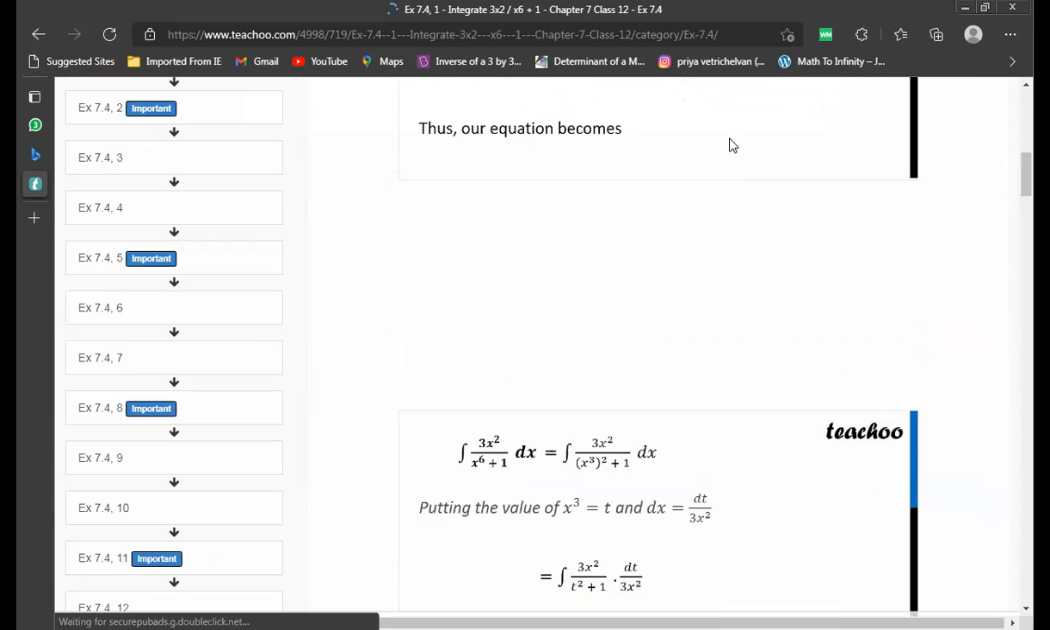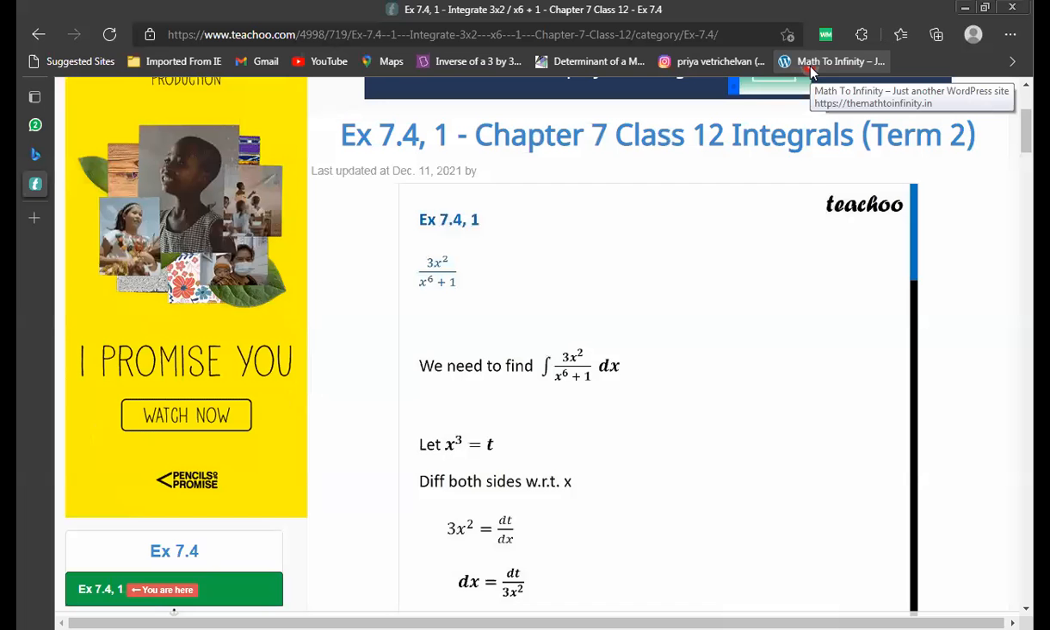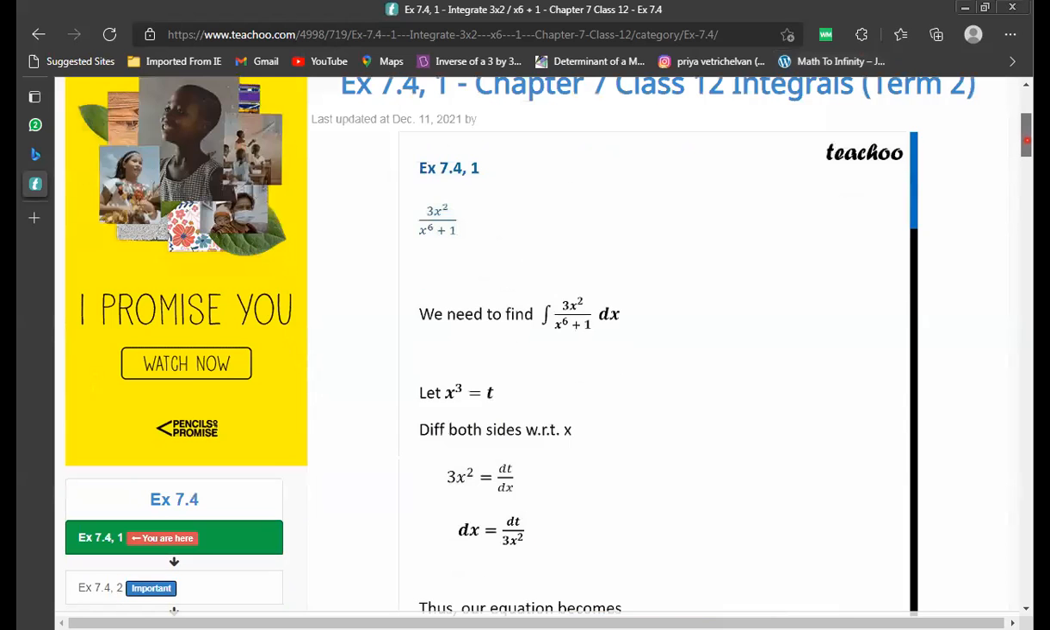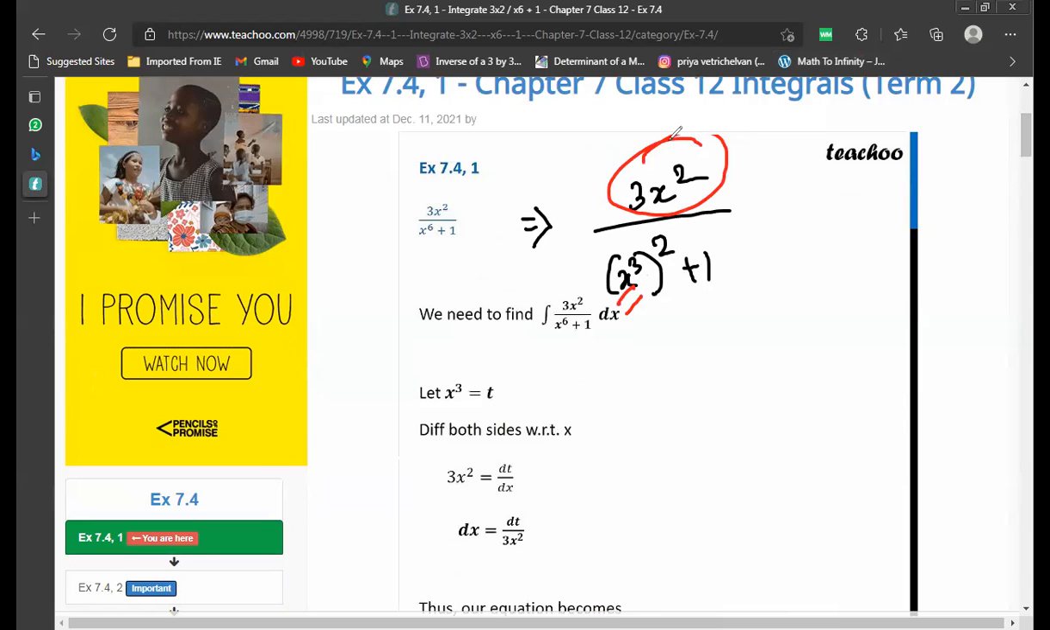Okay, just a second. Exercise 7.4, question number 1: 3x square upon x power 6 plus 1. Again, we are going to integrate this using the substitution method. Let's rewrite the question as 3x square upon x cube the whole square plus 1. Because when you differentiate x power 3, you get 3x square. For that purpose, we are changing the x power 6 into x cube the whole square.